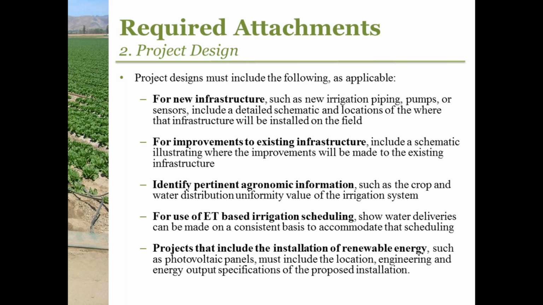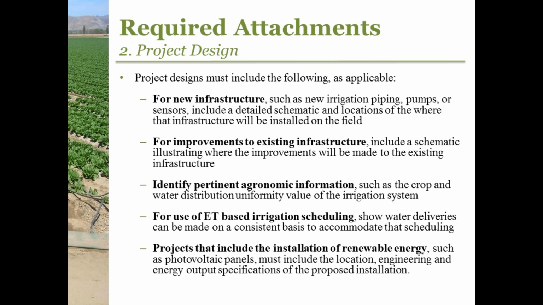We're going to need to identify any pertinent agronomic information, such as water distribution, uniformity, and the type of irrigation system that you're going to have for the use of ET-based irrigation scheduling, showing that the water deliveries can be made on a consistent basis.